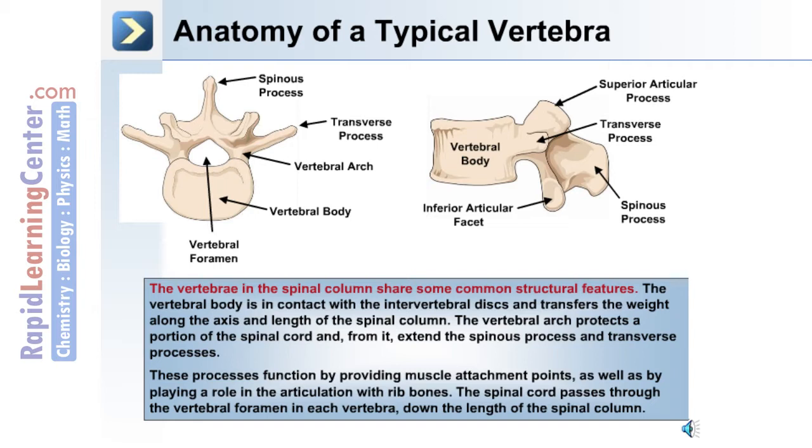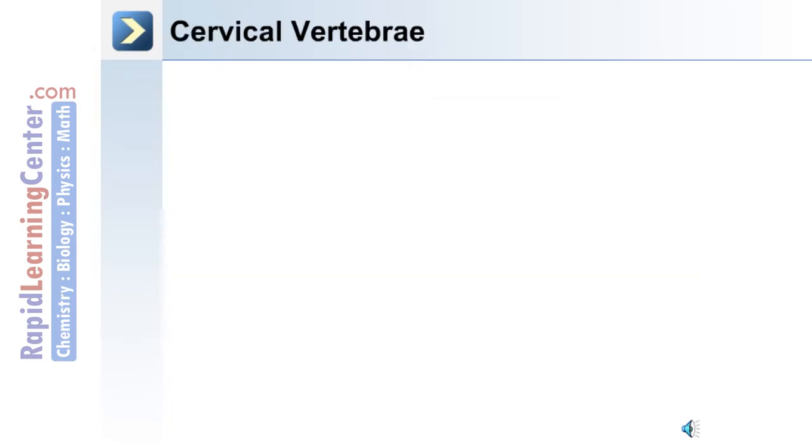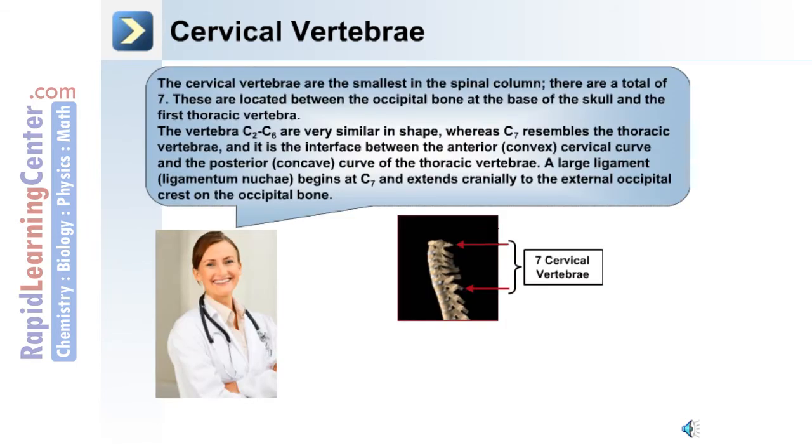These processes function by providing muscle attachment points, as well as by playing a role in the articulation with rib bones. The spinal cord passes through the vertebral foramen in each vertebra. Let's look at each segment of the spinal column, beginning with the cervical region.